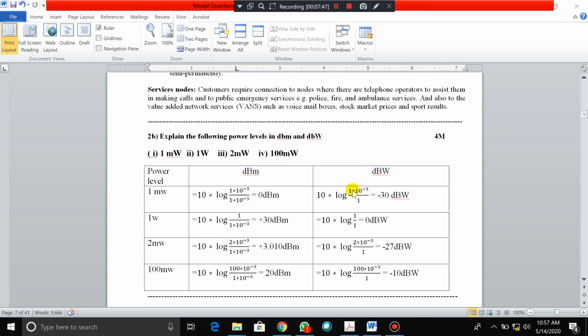For dBW, it is 10 into logarithm of 1 into 10 to the power of minus 3 by 1, which is equal to minus 30 dBW. So for 1 watt, it is 0 dBW. For 2 milliwatt, it is minus 27 dBW. For 100 milliwatt, it is minus 10 dBW. Okay, so this is how it is going to be done.